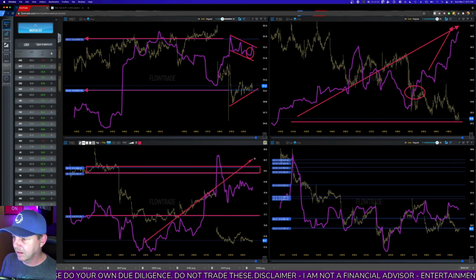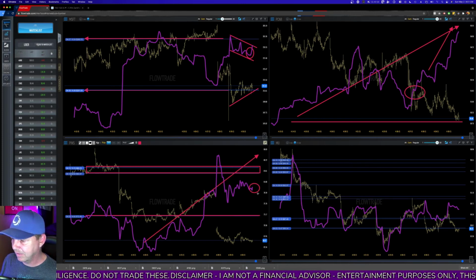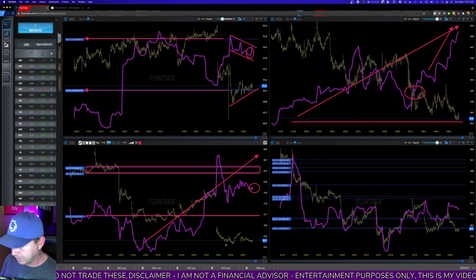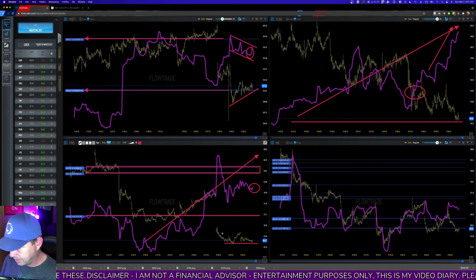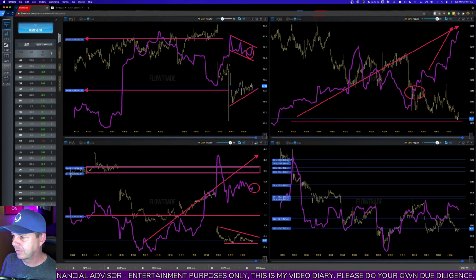The algo is currently buying. It's curled up. We've got a nice curling up right here. I would need PINS to maintain support. Right, break this downtrend for the next move upwards. That's PINS.